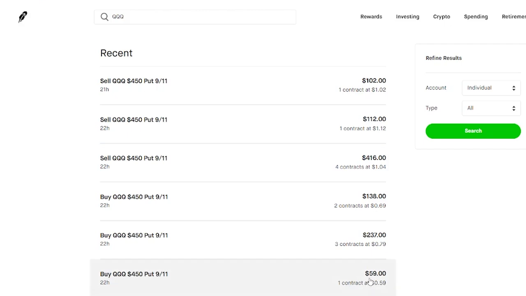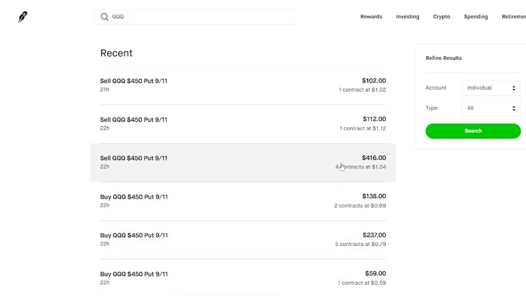I got one contract at 59, and then as you guys can see, as it started to move, I went ahead and scaled up, and here I got three contracts, which cost me 237. We had another dip back again, like I was showing you guys on TradingView. So I got two more contracts, and then once I got to a level where I felt like I was making a decent amount of profit, I started to scale out. I ended up in total having 6 contracts from here to here.